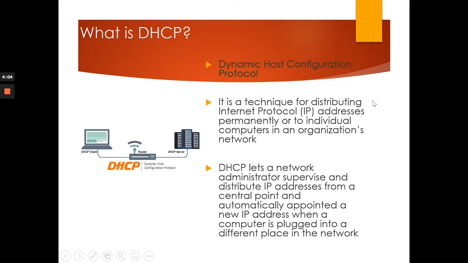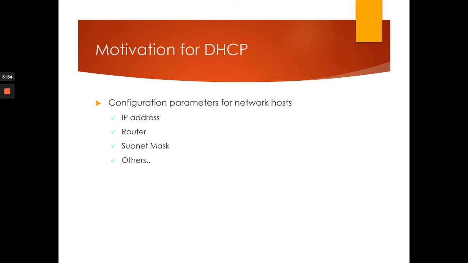So what is DHCP? DHCP is basically Dynamic Host Configuration Protocol. It is a technique for distributing Internet Protocol addresses permanently or individually to computers in an organization's network. DHCP lets a network administrator supervise and distribute IP addresses from a central point and automatically assign a new address when a computer is plugged into a different place in the network, which helps them sort things out very clearly on the network configuration side.